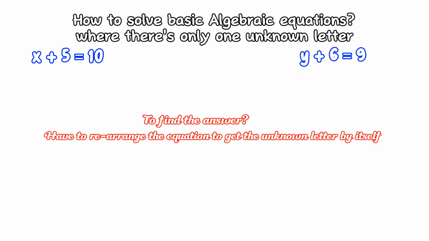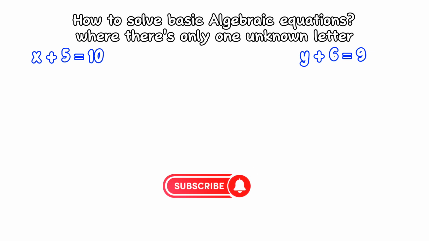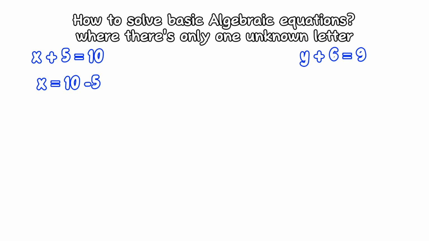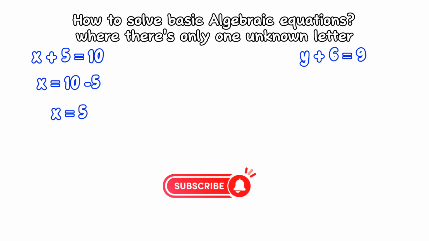To find the answer, we have to rearrange the equation to get the unknown letter by itself. If we look at the left side of the first equation, we have plus 5. If we move plus 5 to the right side, it becomes negative 5. So 10 minus 5 becomes 5. We write the positive sign because in this value 10 is bigger than 5.